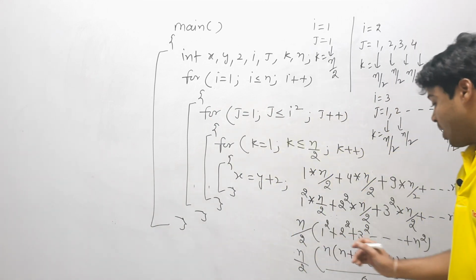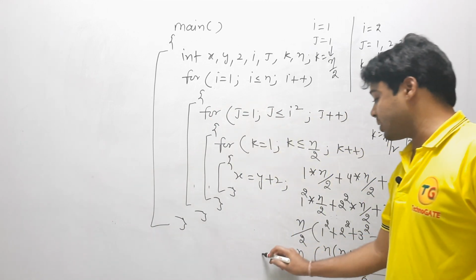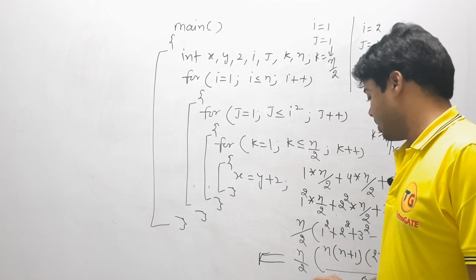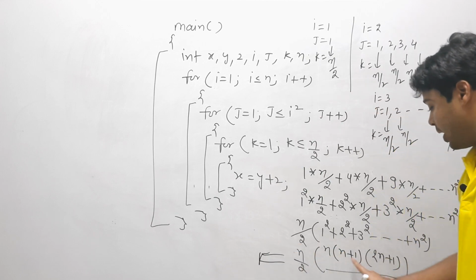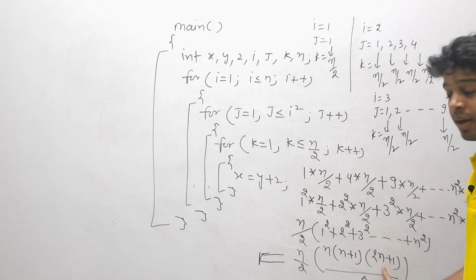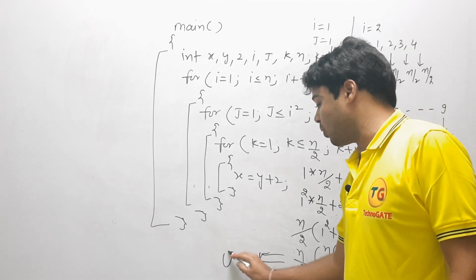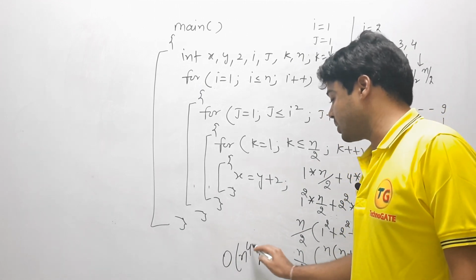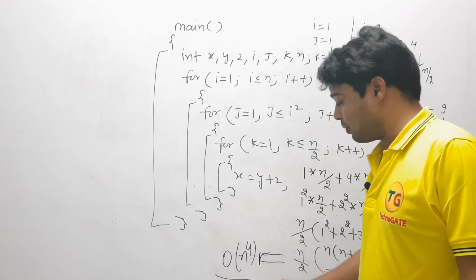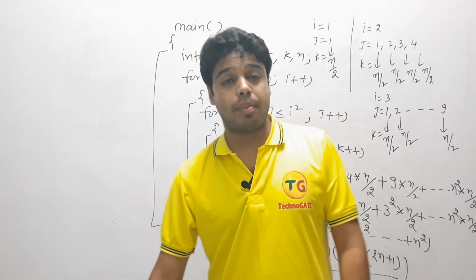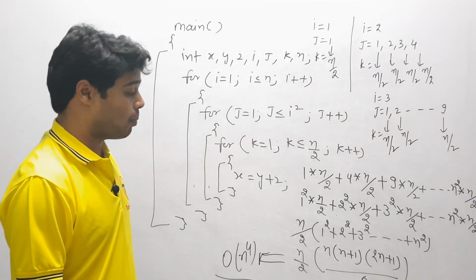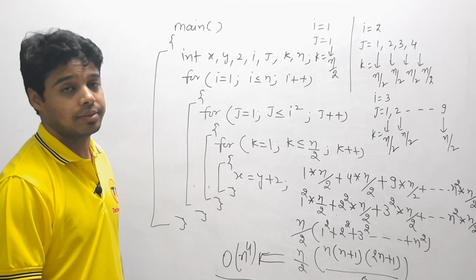So what is the time complexity here? What is the higher order term here? n into n into n into n. How much is it? Order of n^4. So the time complexity of this program is order of n^4. With this approach we can calculate the time complexity of the program.